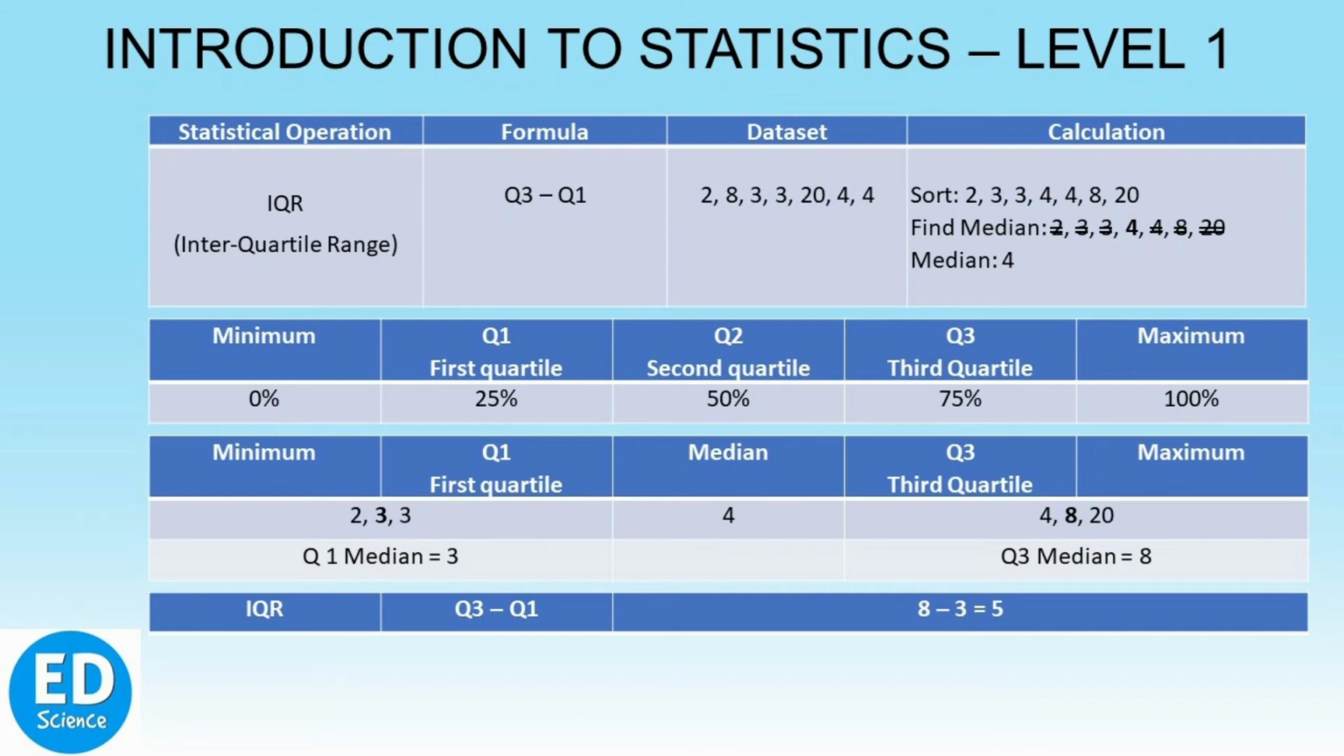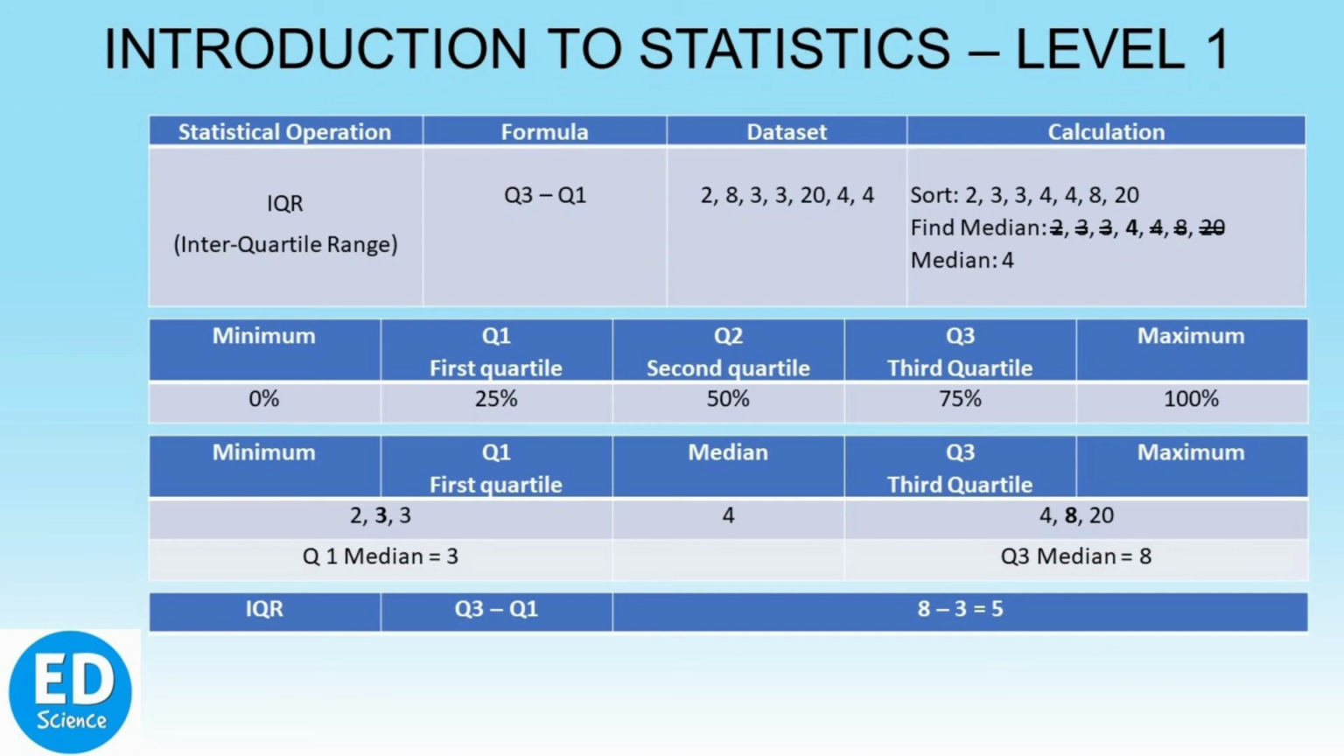Here we have the data set 2, 8, 3, 3, 20, 4, 4. To find the IQR of our data set, we first find the median. We sort the numbers into an ascending order, strike off from both sides to find the middle number of our data set, which is 4. We then divide the data into two halves with 4 in the middle. 4 here represents the 50th percentile of our data set. The first half of the data set before 4 is Q1 or first quartile. The second half of the data set after 4 is Q3 or the third quartile.